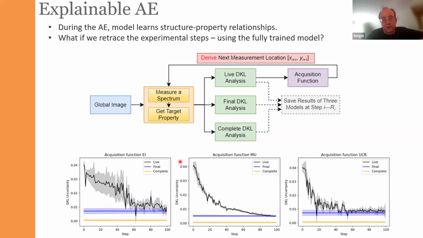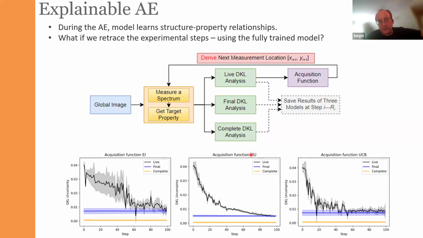And then, of course, when we run the actual experiment, we run it with either one acquisition function, for example, expected improvement, or another acquisition function, which is maximum uncertainty, or a third one, which is upper confidence bound. But if we have the pre-acquired data set, we can run the deep kernel learning on this pre-acquired data set and compare the behavior for the different acquisition functions. So what can we learn from these curves?